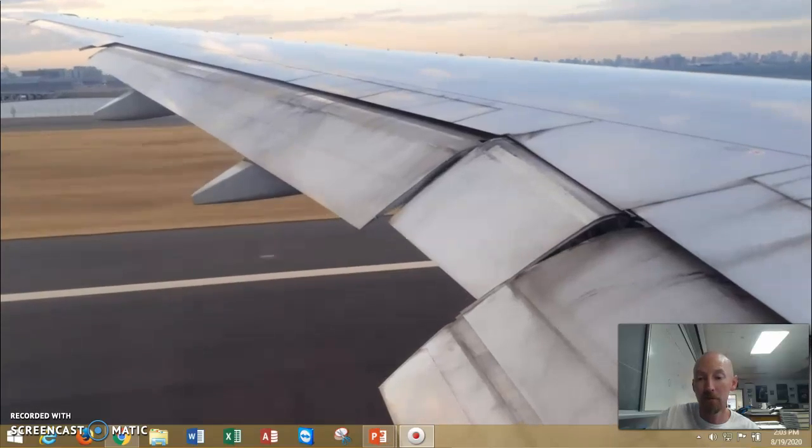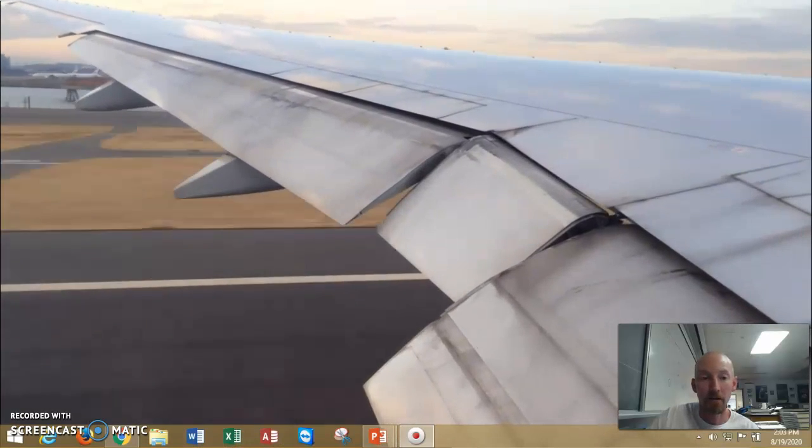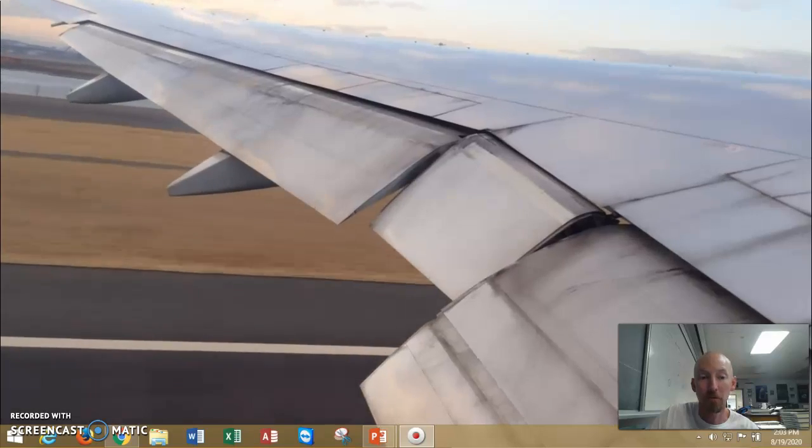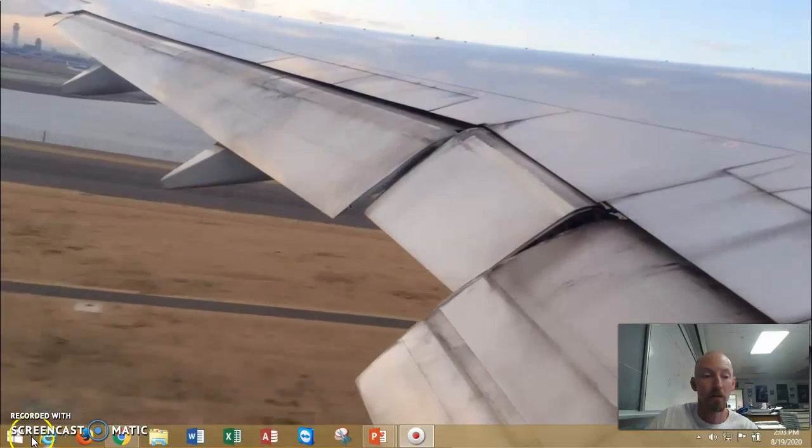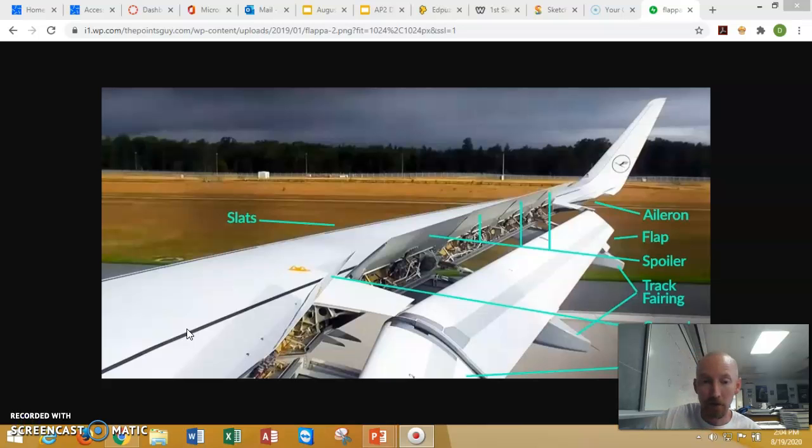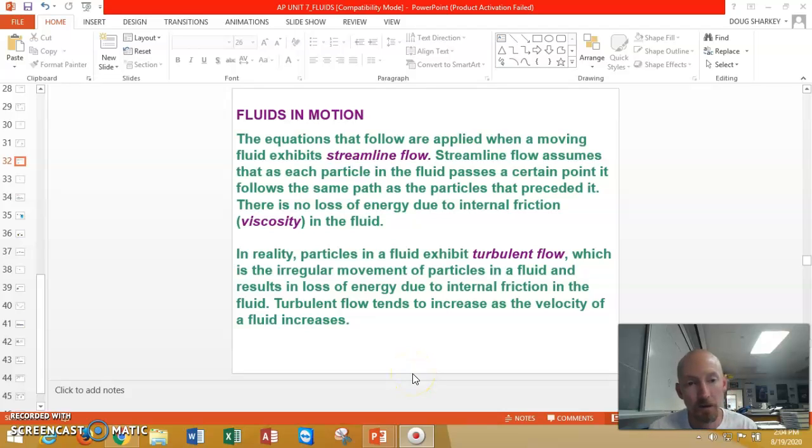And there are times when you want turbulent flow, right? If you're going to land, you need to slow down, right? So what pilots will do is they will extend these things. These are called flaps. And when they extend these, they increase that turbulent flow, right? So they're trying to create more turbulent flow to slow the jet down. This is not part of our course. You don't have to know what all these little terms are, but I just think this is important. It's a good example.